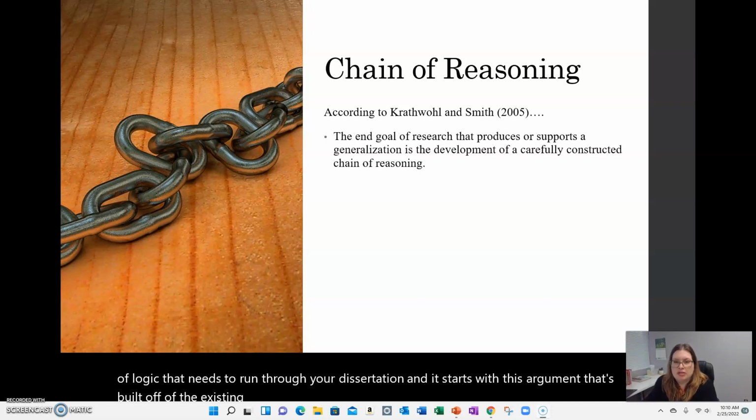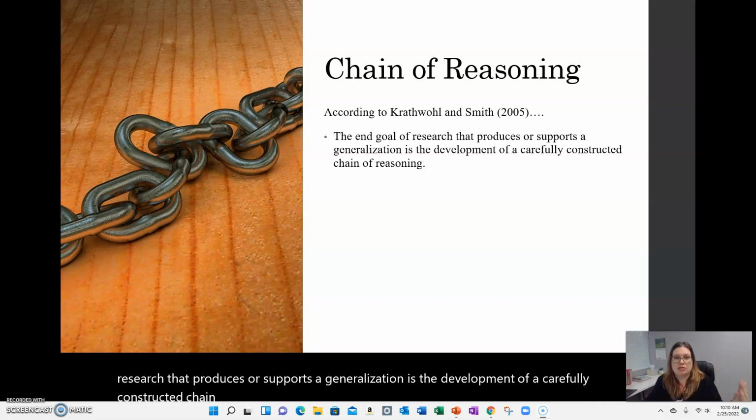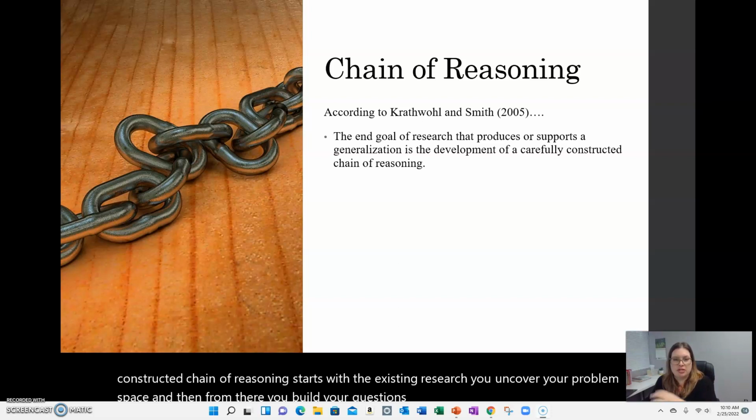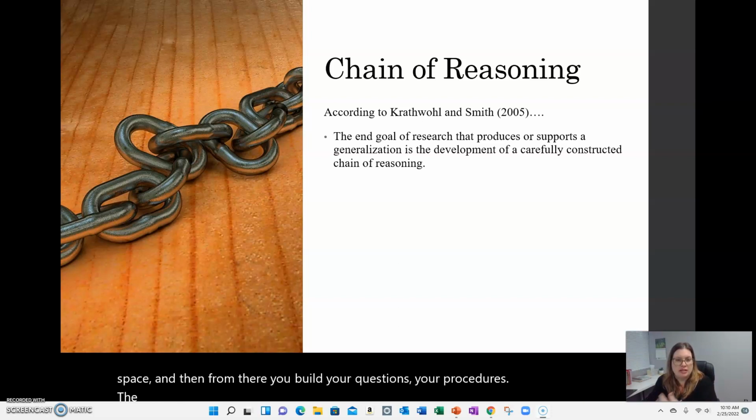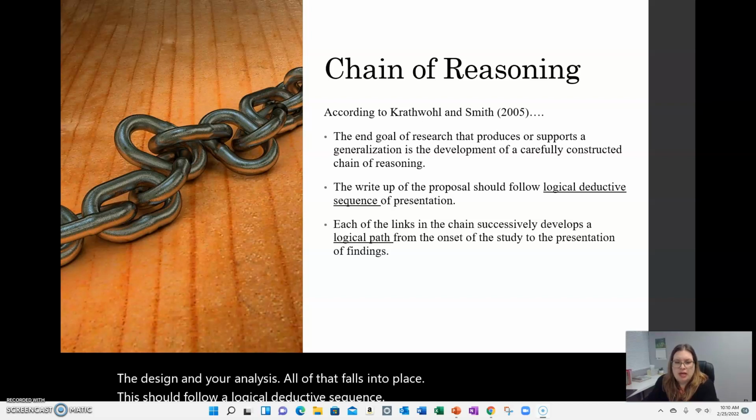According to Crothwell and Smith, 2005, the end goal of research that produces or supports a generalization is the development of a carefully constructed chain of reasoning. It starts with the existing research, you uncover your problem space, and then from there you build your questions, your procedures, the design, and your analysis. All of that falls into place. This should follow a logical deductive sequence, and it will start at the beginning of your study all the way through to the presentation of your findings.